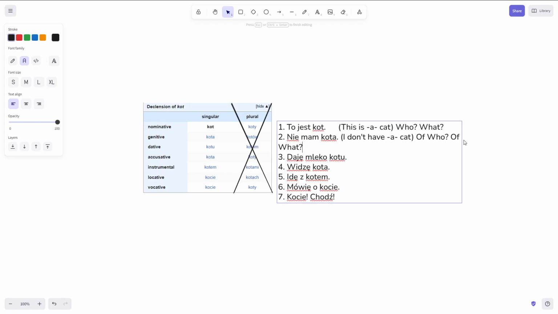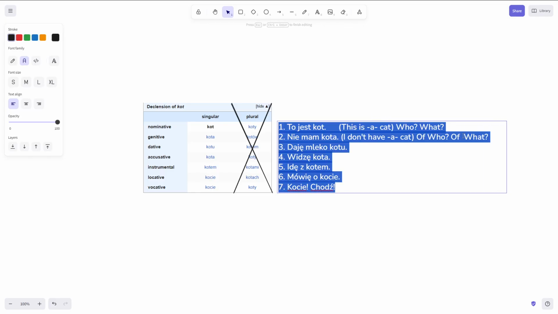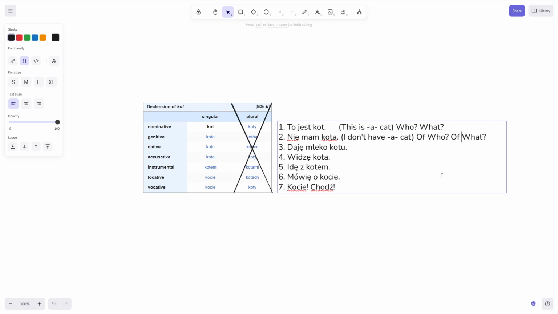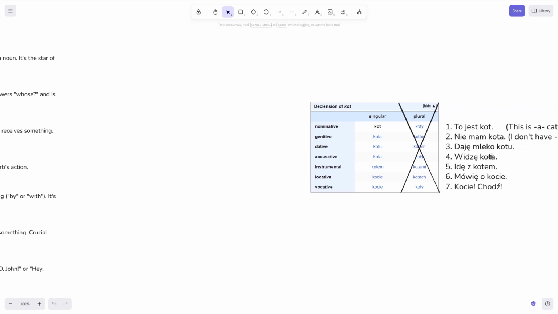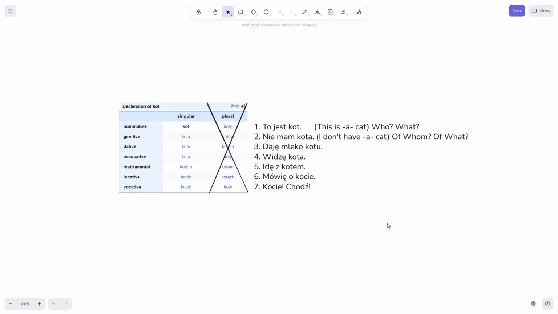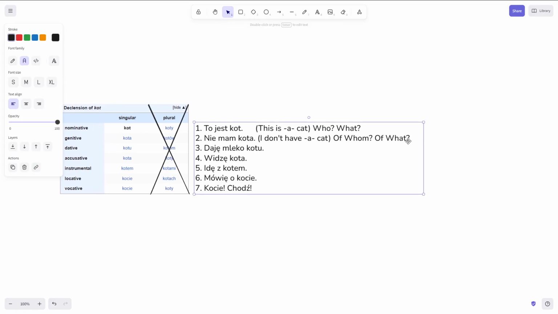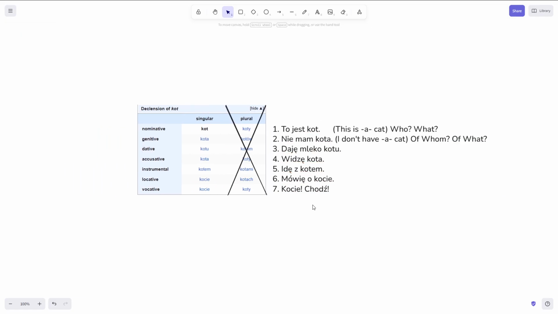Or of whom, of what. Maybe we can go later to that particular case and create a sentence that directly corresponds to of what, just to make sure you get that, okay? So the third one is dative.